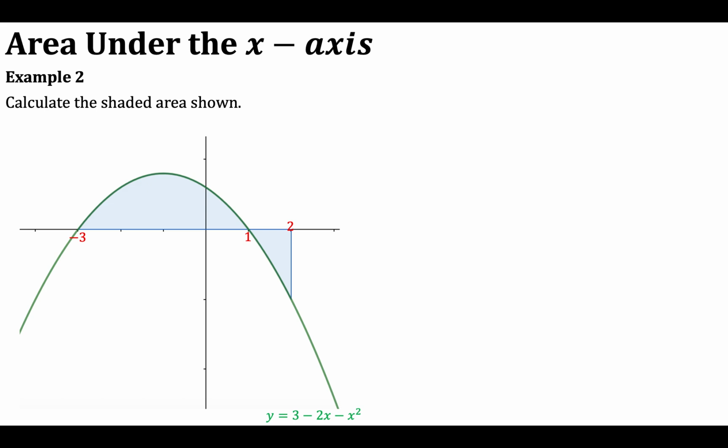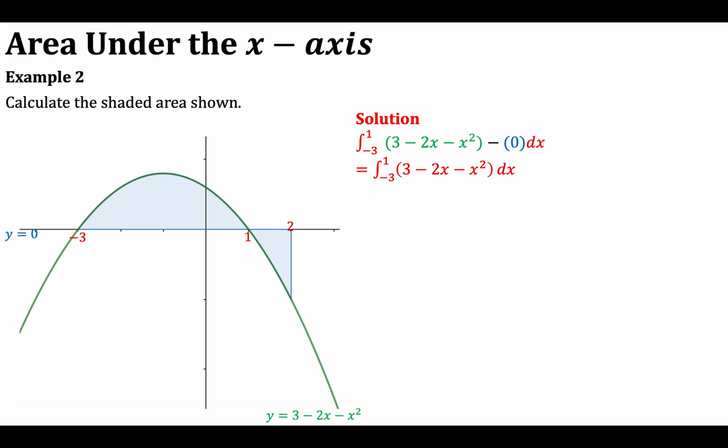So the first thing to do here is to identify the curves. Obviously I've got y equals 3 minus 2x minus x squared, but I've also got y equals 0, which is my x-axis. So for my area between negative 3 and 1, that's this area here, I've got the integral between negative 3 and 1 of 3 minus 2x minus x squared, and I'm subtracting 0. And I'm integrating that with respect to x.